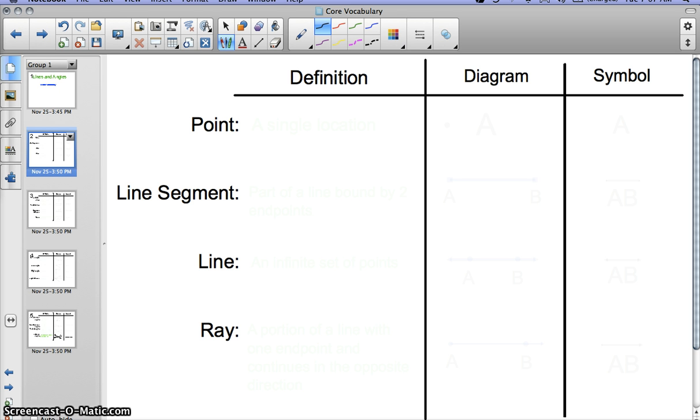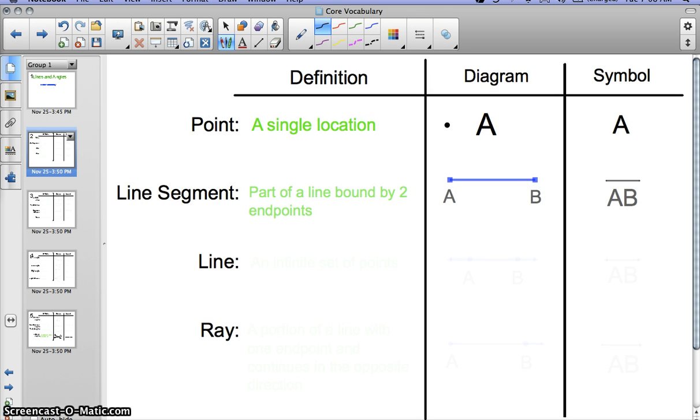So a point. I think everybody kind of knows what a point is. The easiest definition is just a single location. The diagram is obviously a dot labeled with a letter, and the symbol is simply just your letter. A line segment is part of a line bound by two endpoints. So in our diagram we have a line segment AB, and to symbolize that, we're looking at AB with just a straight line over the top of it. I know you guys probably can't write as fast as I can talk, so I will pause between each one just to give you a chance to catch up.